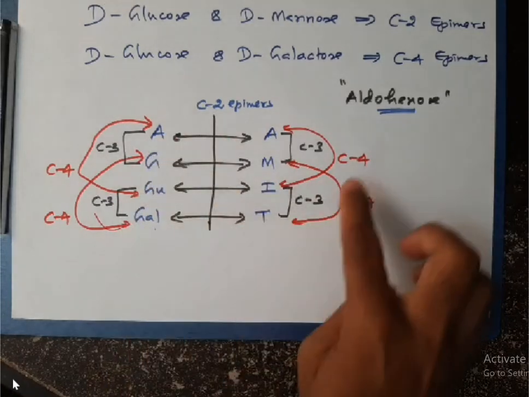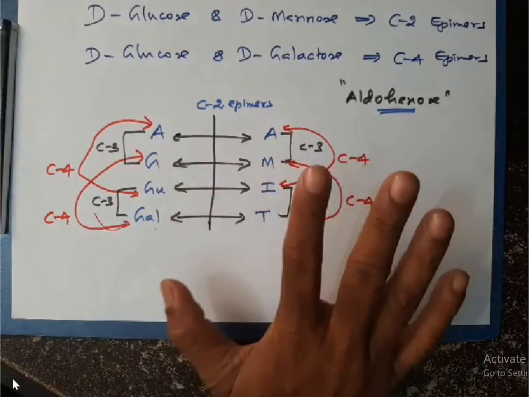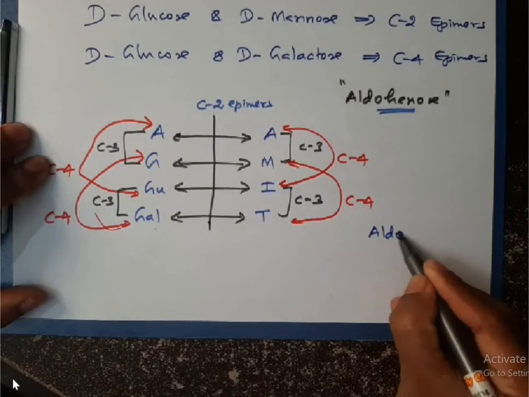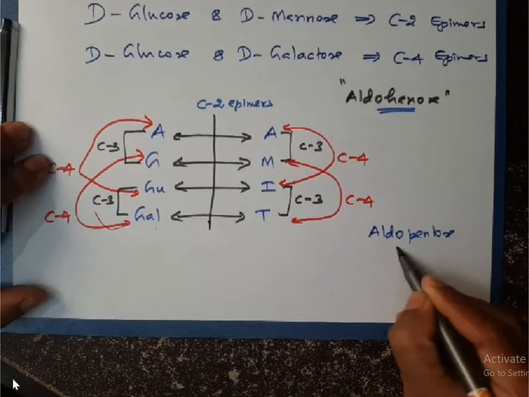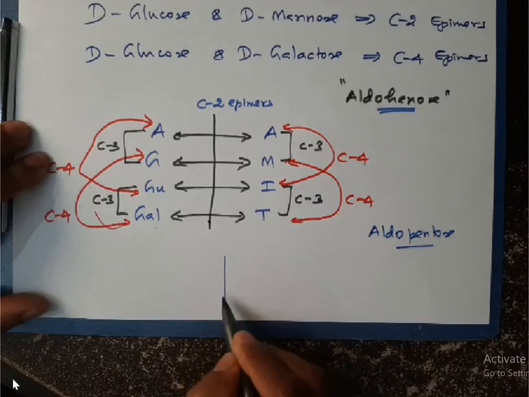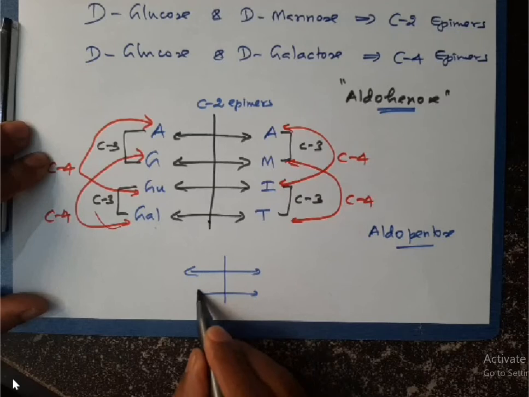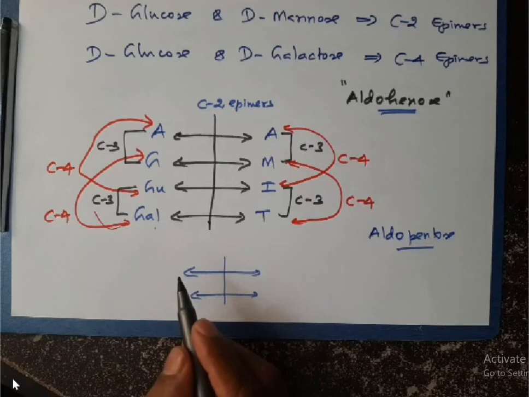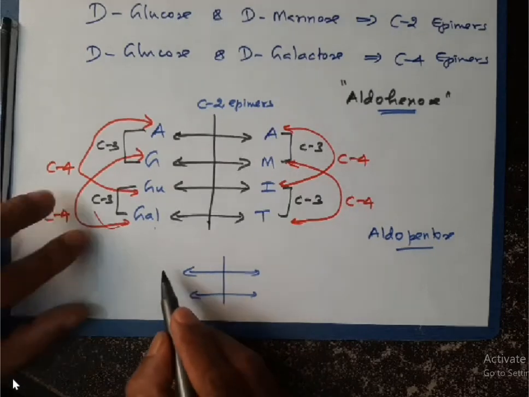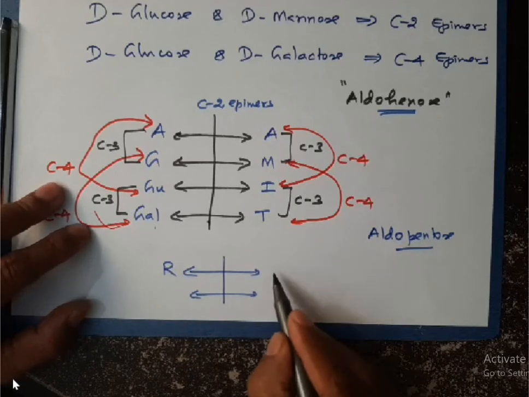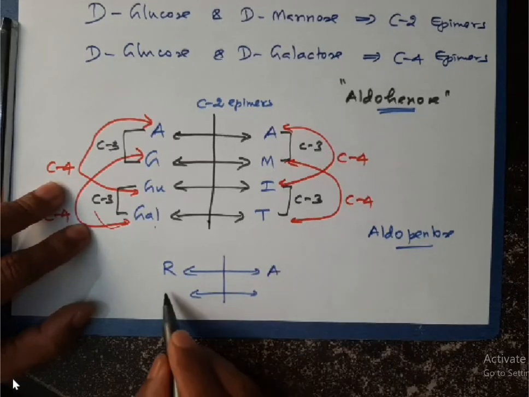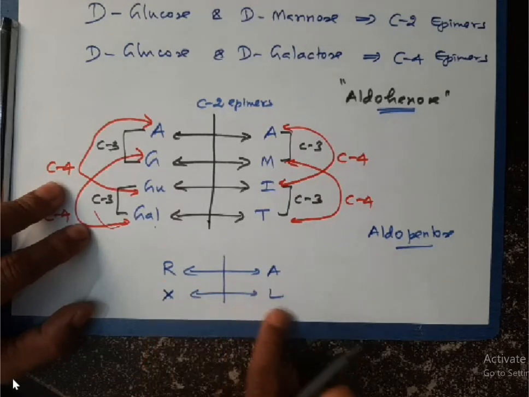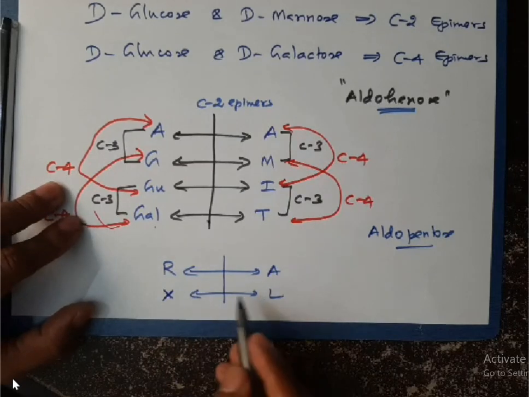Here I have taken only aldohexoses. Similarly, you can take aldopentoses. Let me write here aldopentose. In aldopentoses, I'll take the molecules like this. We have ribose, we have arabinose, then we have xylose and lyxose. These are all aldopentoses.